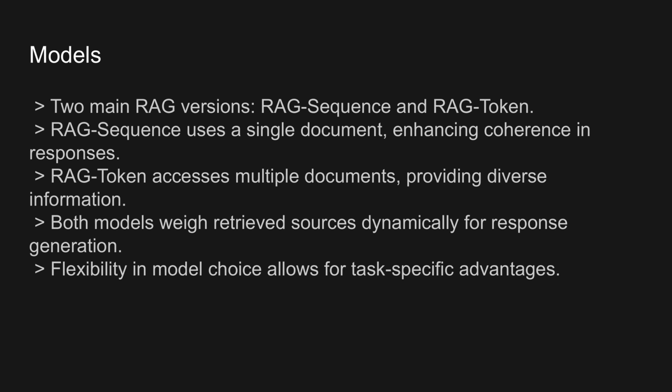Got it. And I assume RAG token works differently by using multiple documents somehow? Yes, that's right. In RAG token, each word in the generated answer could technically come from a different retrieved document. Instead of using a single document for the whole answer, the model can shift its reference document for each token, which allows it to draw from a mix of top retrieved sources. This adds flexibility, especially for complex answers requiring diverse information.